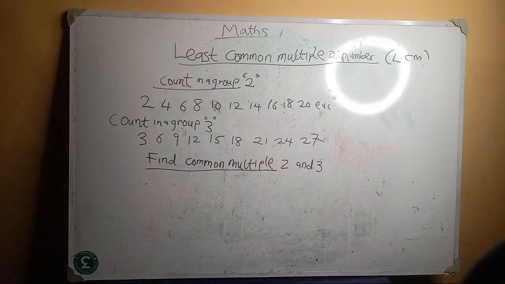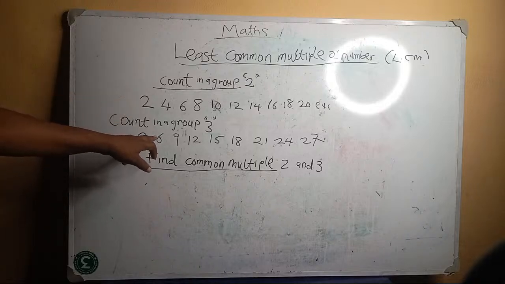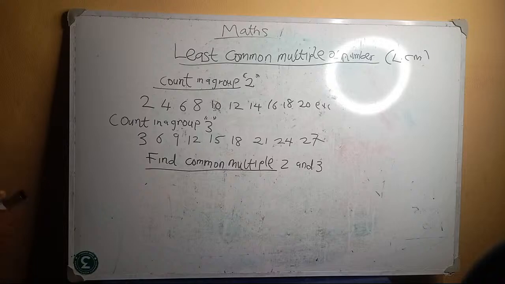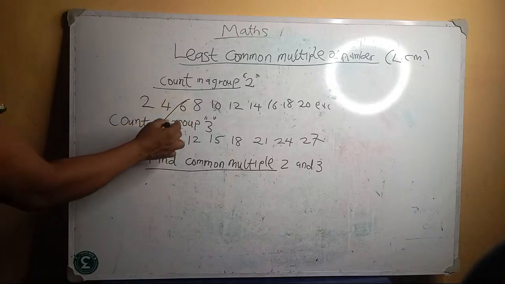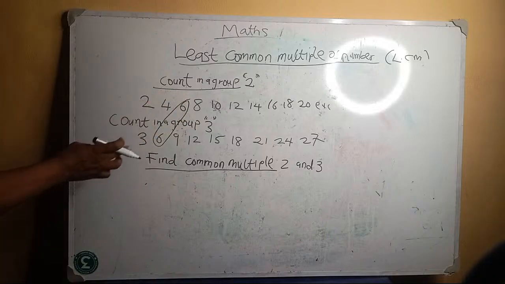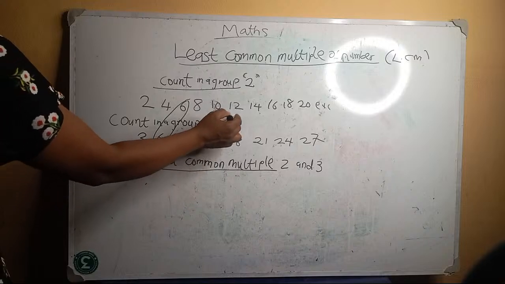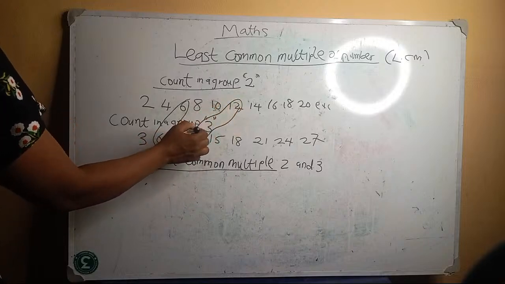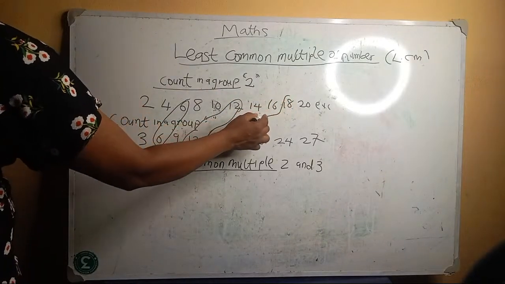So now, to find the number that 2 can divide and 3 can also divide, coming here on this group, we can get this one, 6. Can you see this? Yes. So what again do we have here? 12. We have 12. What again do we have together? 18. Then we have 18 here.